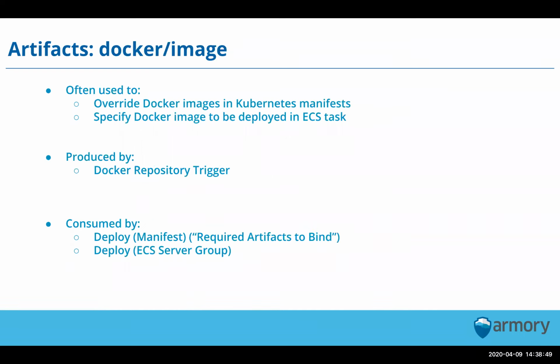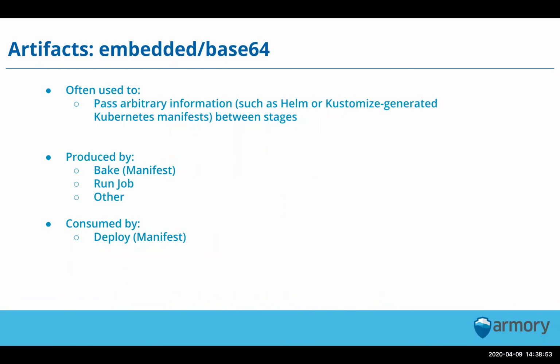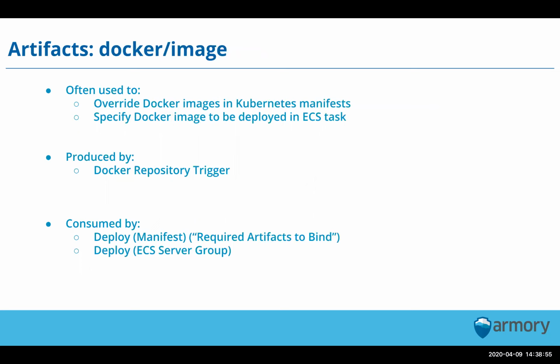Let's see what's the next one. I think my next demo has both base64 and Docker image, so I'm going to talk about both. The Docker image artifact type is basically a way to dynamically replace a Docker image in a manifest. It can also be used if you're deploying to AWS ECS, which is the container platform in AWS, then you can also use the Docker image artifact type for that.